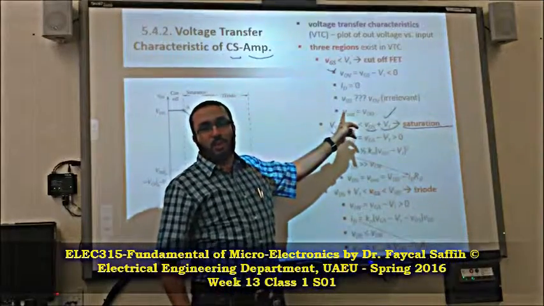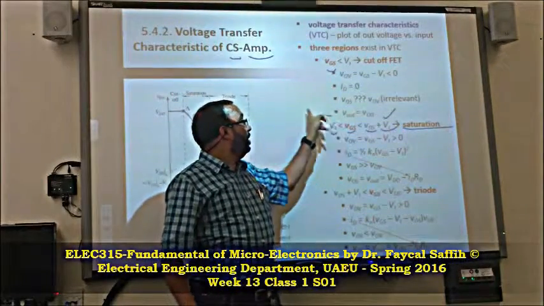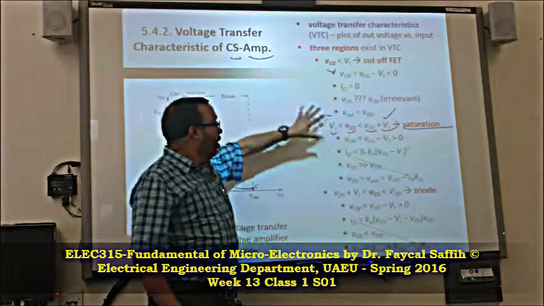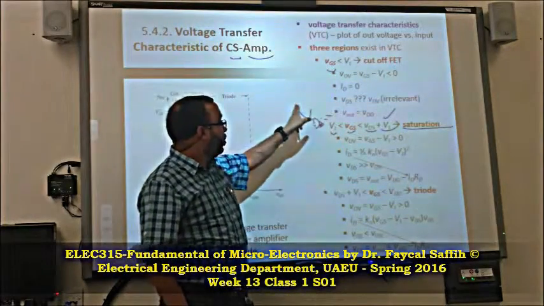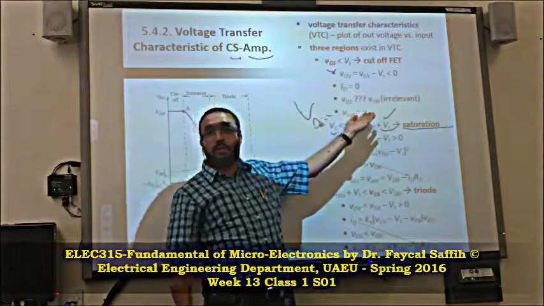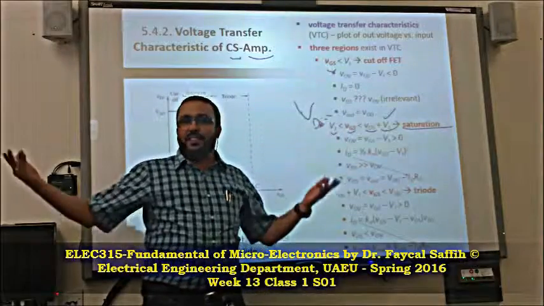Now, what's the output actually? V out is equal to what? It's actually VDS, DC plus the AC. Now, still we are not considering AC. So it's actually VDS. VDS in the cutoff was equal to VDD. Overdrive is less than VDD.